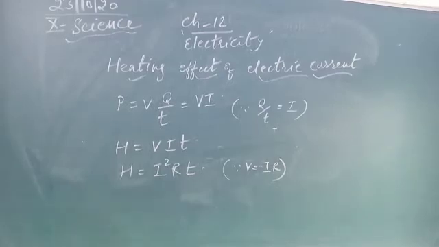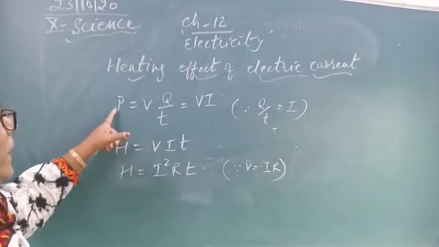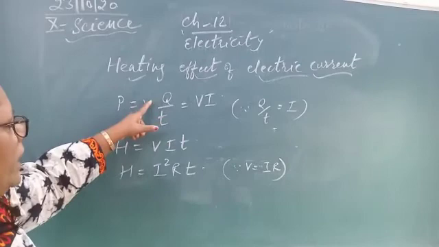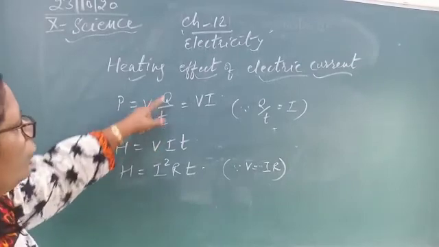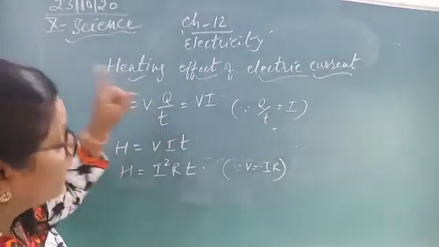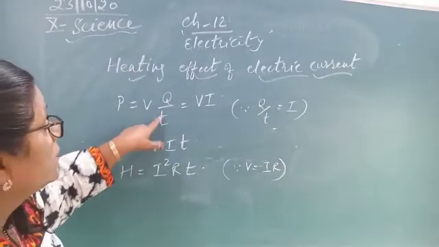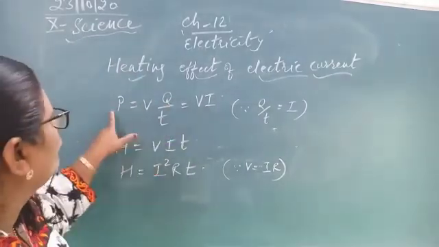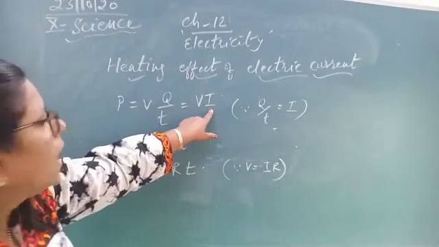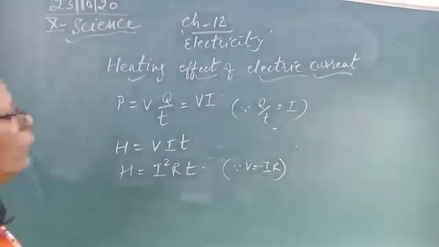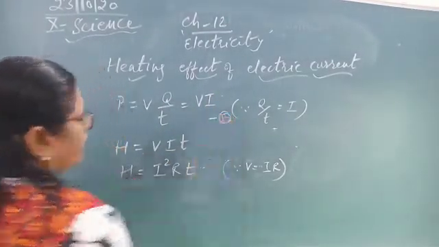Now, the power input to the circuit by the source, power is denoted by P. P is equal to VQ upon T. But you know that Q upon T, last time we discussed in current, is I. Therefore P is equal to VI. This is our formula number 1.